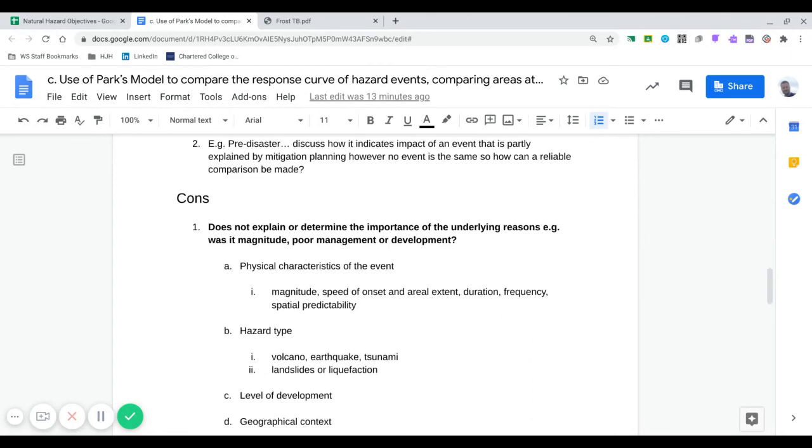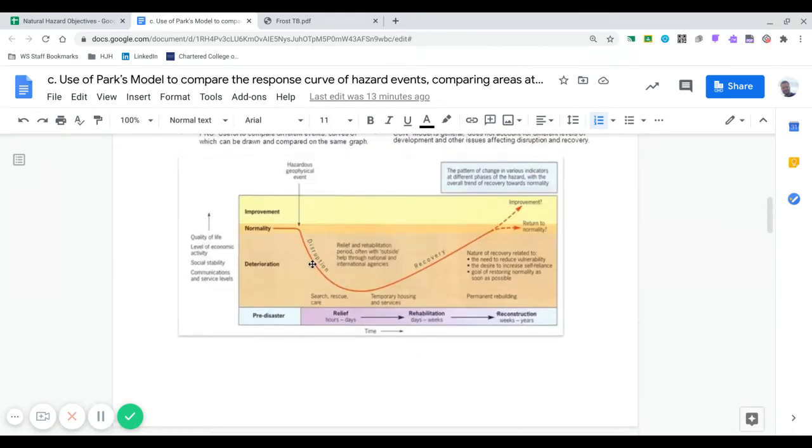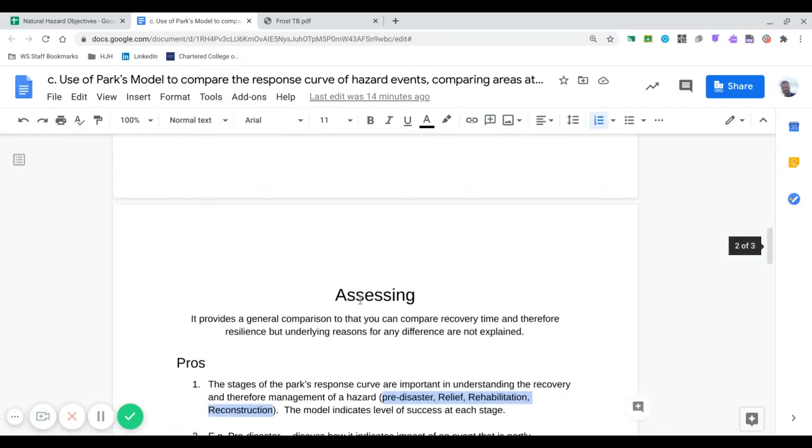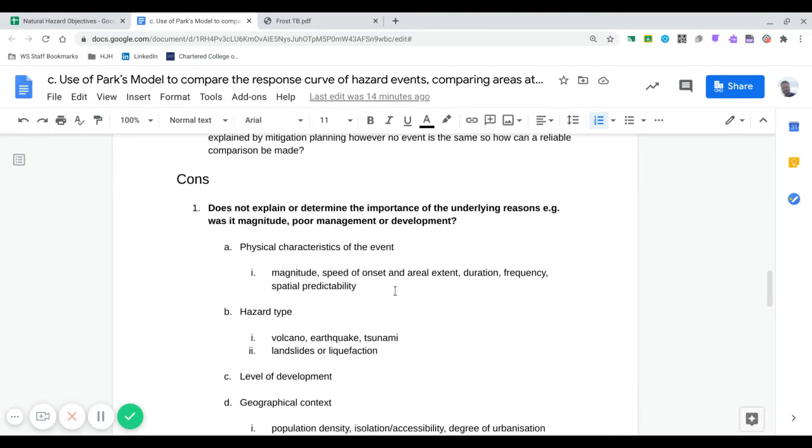Now, the problem with it, like we saw with the disaster profiles, is it does not explain or determine the importance of the underlying reasons. What I mean by that is it does not explain that line. It does give a comparison, but when you look, say, at that descending line, it does not explain why that amount of disruption happened. Does it mean the place mitigated really well? Does it mean the event was really big? So in terms of explanation, nor does it determine the relative importance of lots of underlying reasons as well, which are listed here.